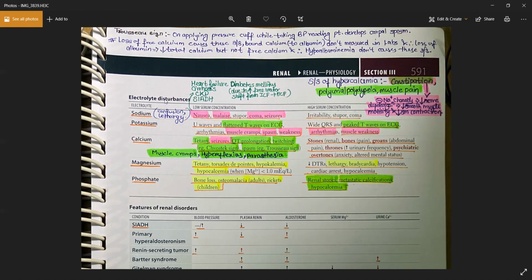Symptoms: nausea, malaise, stupor, coma, seizures. Neuronal symptoms are very common for sodium, and then the GI symptoms, only two symptoms.